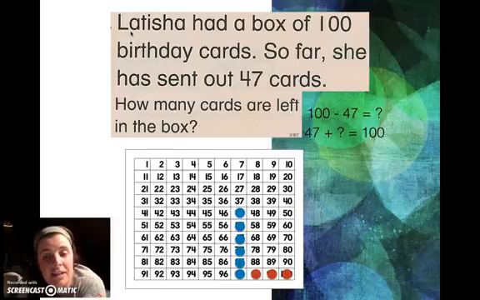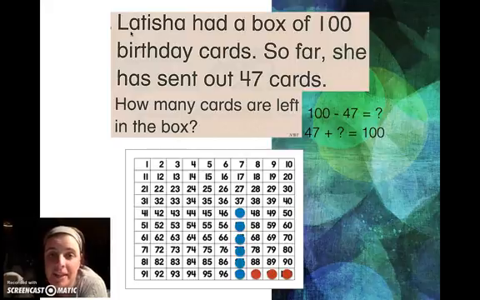Now Sylvia started at 100 and counted backwards, and she also counted by tens and then transitioned to ones. So two very different ways to find the answer, and you guys still got the same answer. You still got 53. Nice job to everybody who got that right.